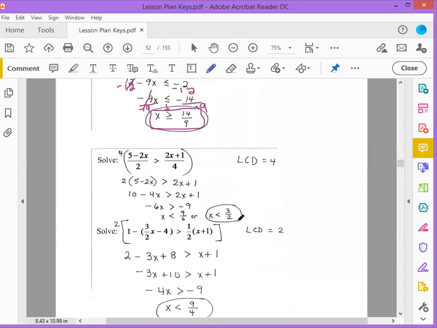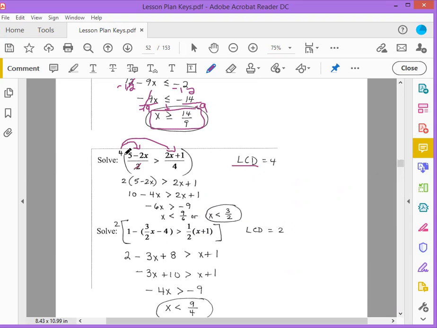In the next problem, we have (5 minus 2x) divided by 2 greater than (2x plus 1) divided by 4. Our denominators are different this time, so we have to find the least common denominator. What's the least common multiple between 2 and 4? It's 4. We multiply all terms by that least common multiple.